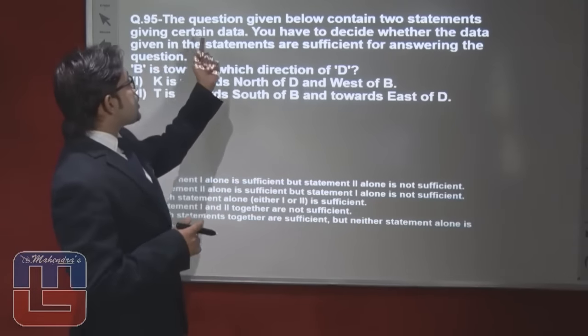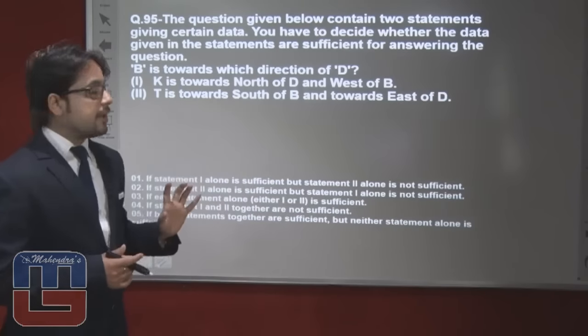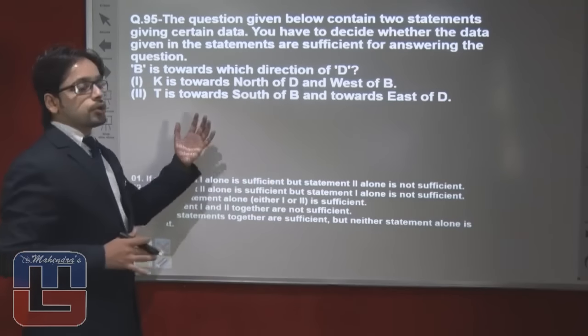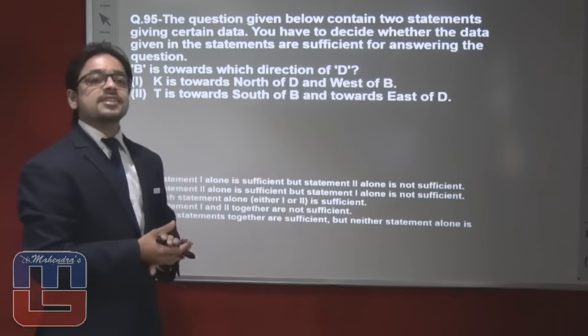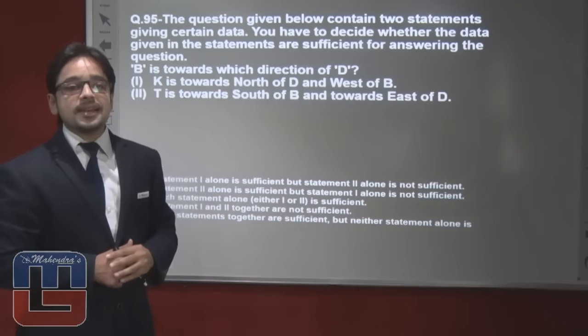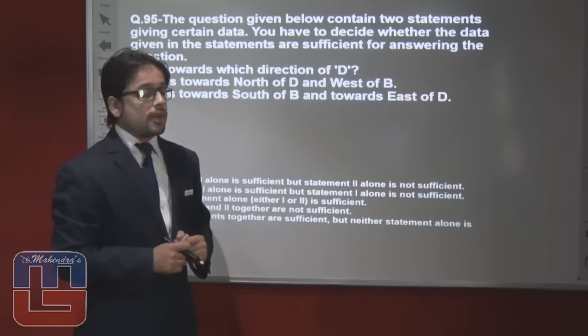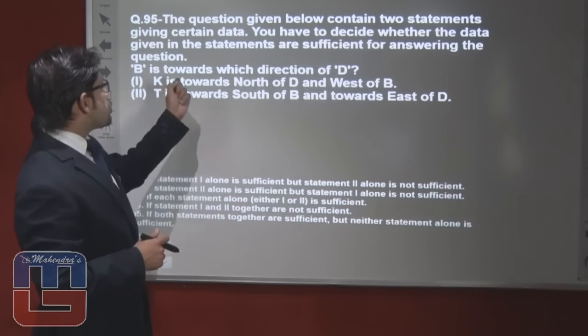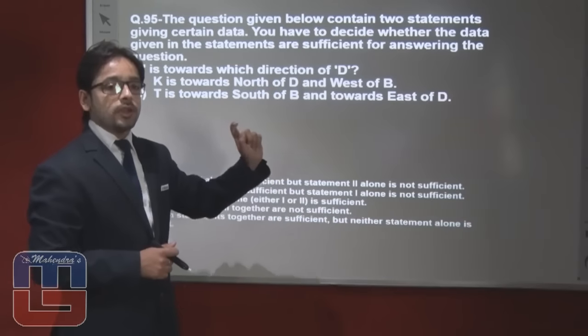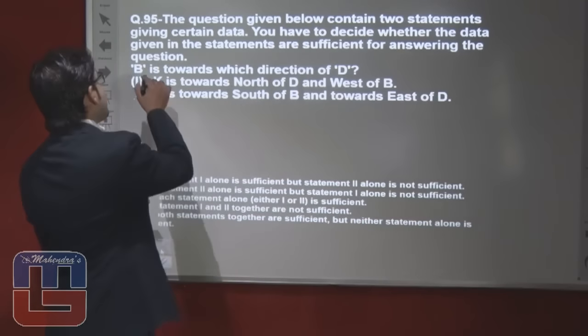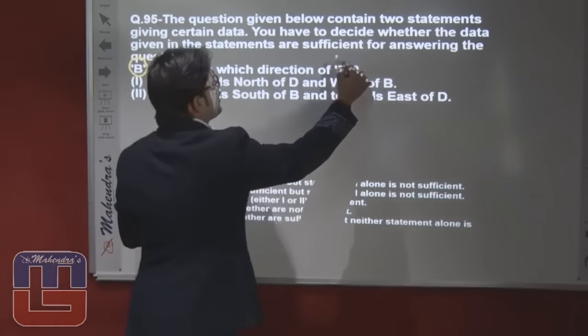You can see here the question given below contains two statements. One question is given which belongs to two statements. In this, the examiner wants to know whether the data given in the statements are sufficient for answering the question or not. Now, the question is: B is towards which direction with respect to D? We have to find where B is in respect of D.